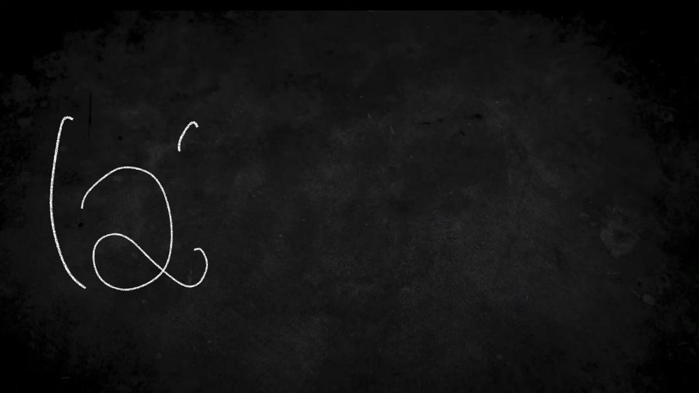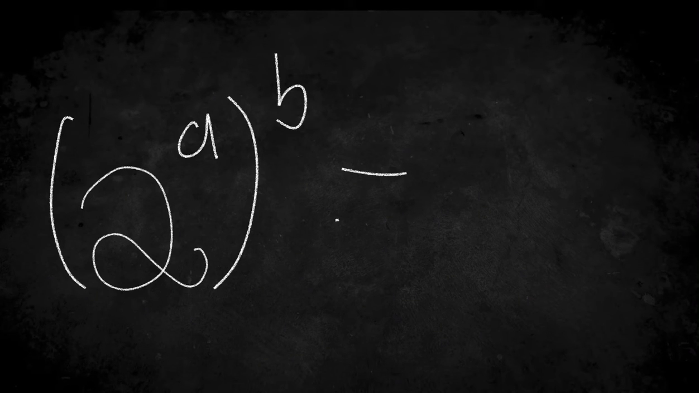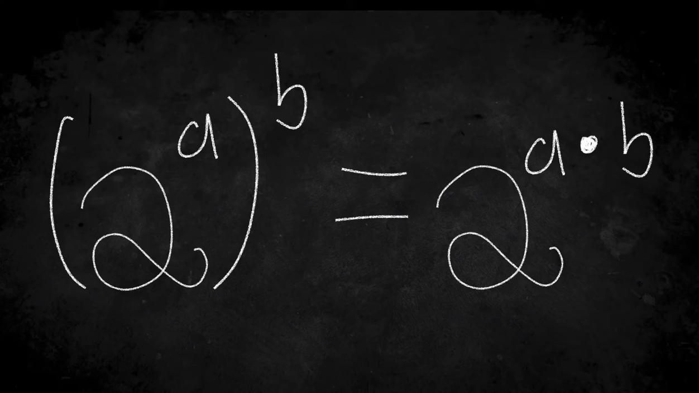Last is if you have a base number and exponent in parentheses, and another exponent outside the parentheses. To solve this, what you would do is leave the base number the same and just multiply the exponents together to make the final exponent.